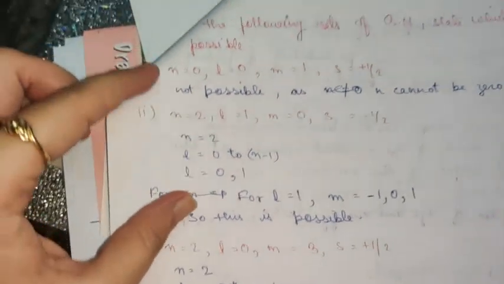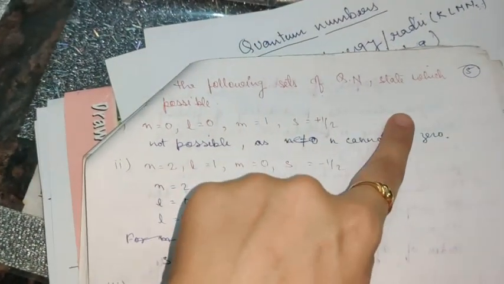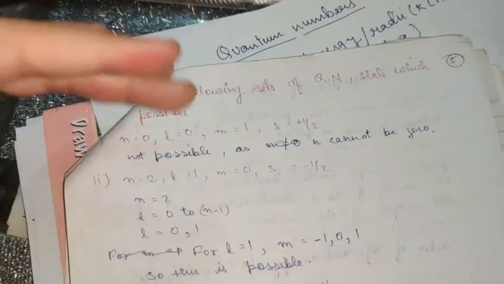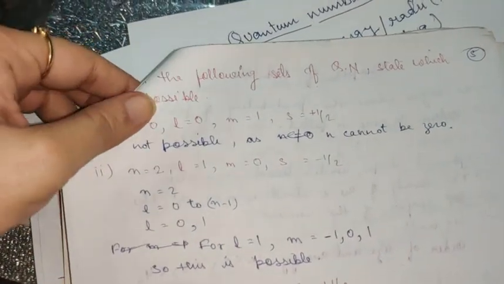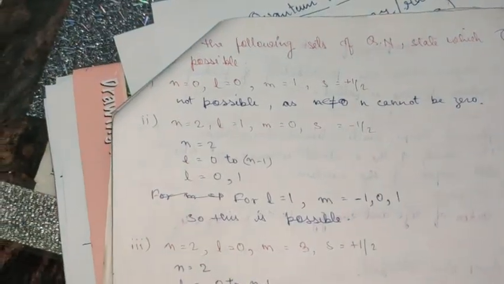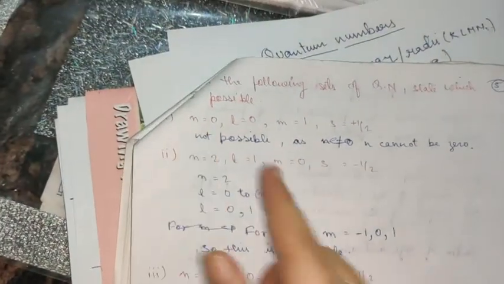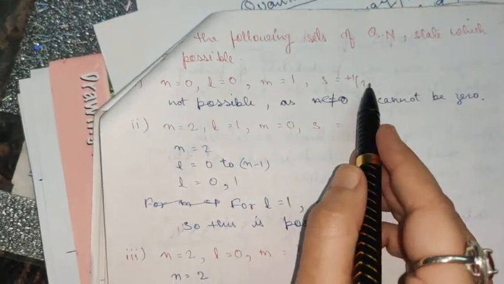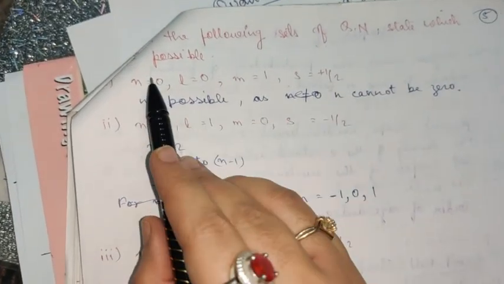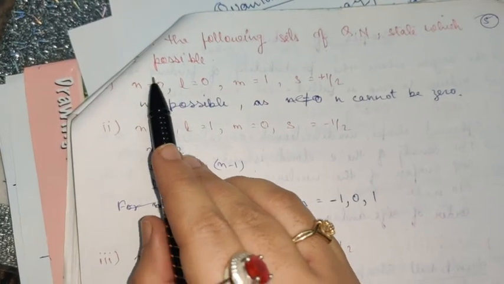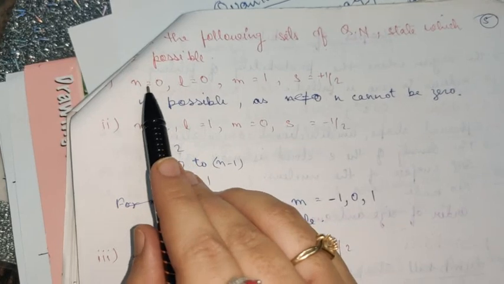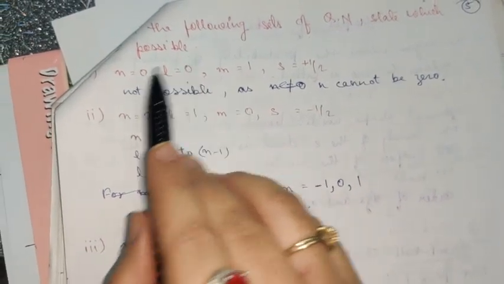Now there are some given sets of quantum numbers. You have to state which sets are possible. The first one is n equals 0, l equals 0, m equals 1, s equals plus half. Now when n is equal to 0, is it possible? Is there any shell with shell number 0? No, so this is not possible.